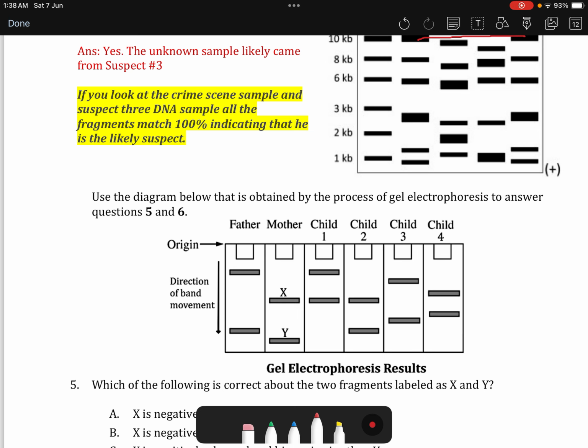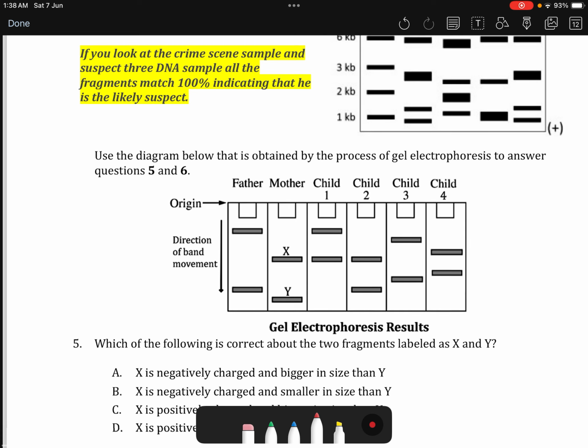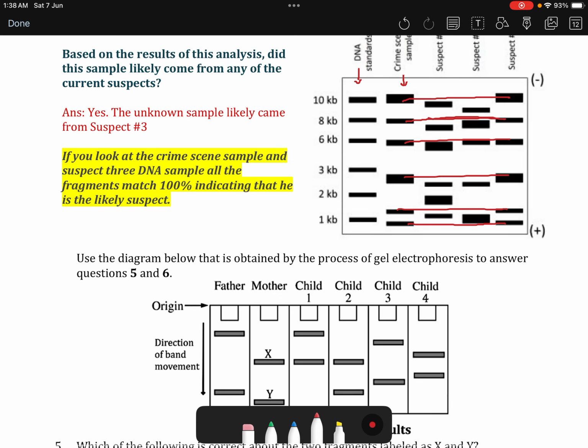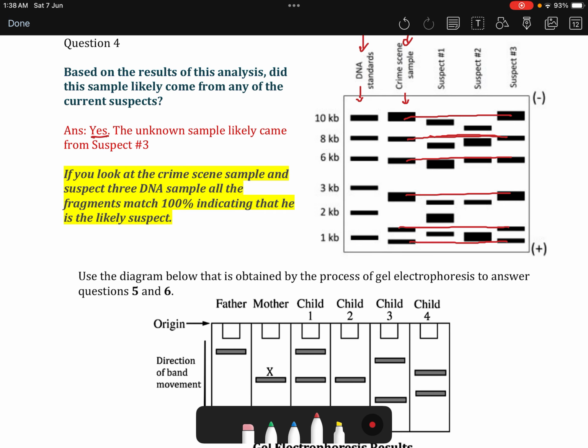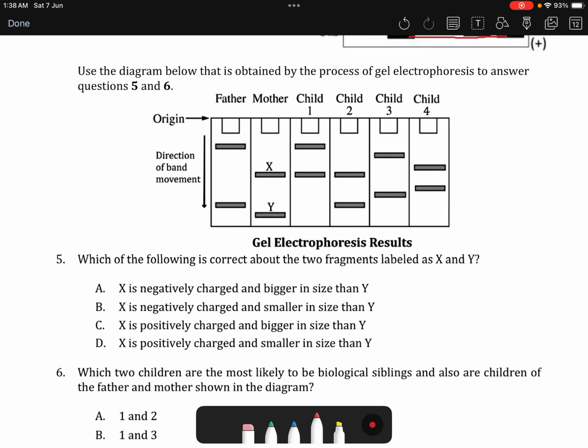Then I take it further down, and this sample is perfectly matching with this. You can use a ruler over here. This is matching with 2 and 3, this is matching with 3, this is matching with 3, this is matching with 3. I made a little mistake while moving it, so this is matching with 3. So all the bands from the crime scene match with 3. Yes, the unknown sample is most likely suspect 3. If you look at the crime scene sample and the suspect 3 sample of the DNA, the fragments 100% match with the suspect, so he is the answer.